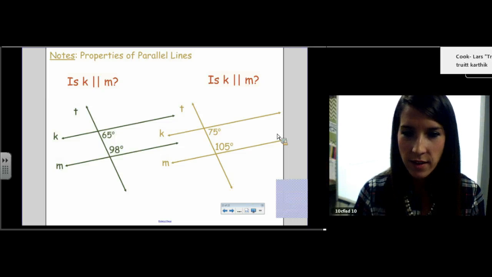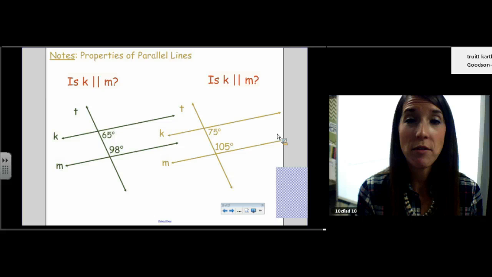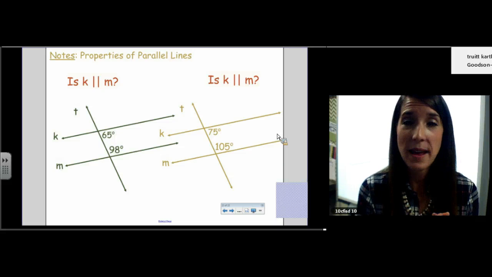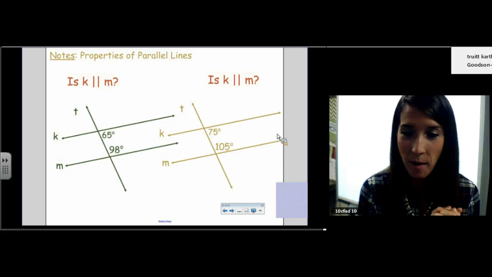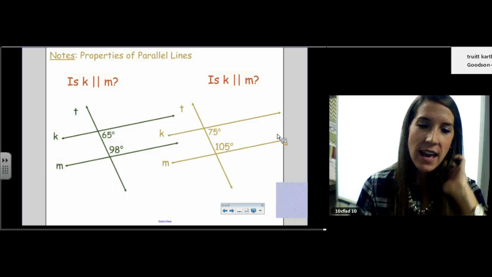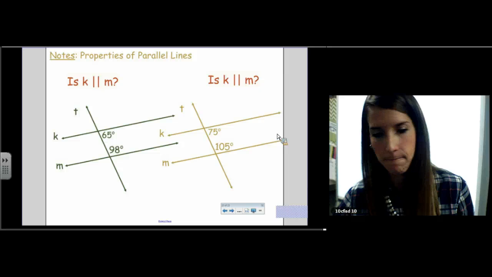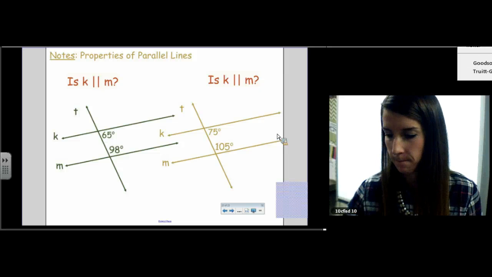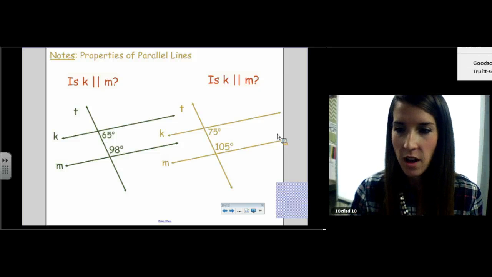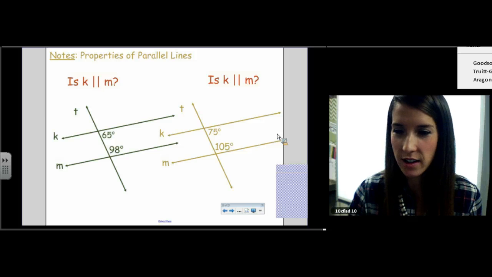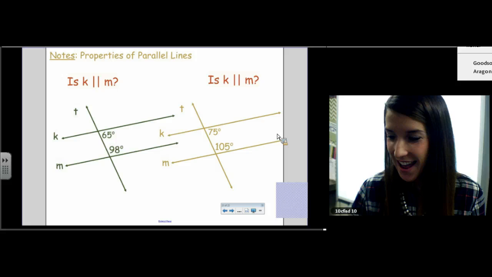Yep, 180. You're adding them. Everyone should be adding those numbers. This is an addition problem. What do you get in the green picture? What is 65 plus 98? You don't have to raise your hand. You can just talk because I don't know who came first. No, not 180. It's not 180.